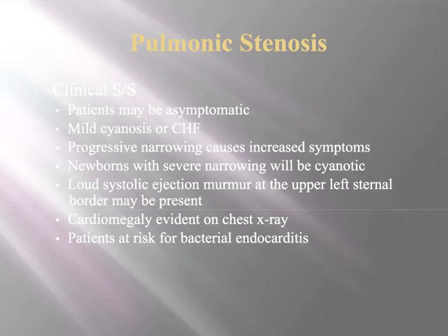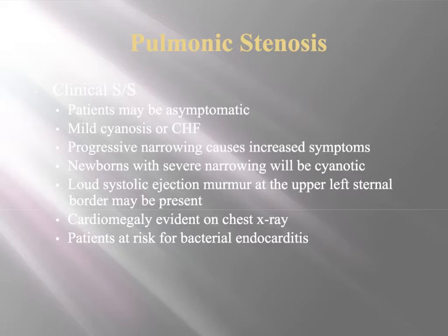So kids with severe narrowing of that valve or artery are going to be cyanotic, because deoxygenated blood isn't getting to the lungs, and so we're not getting that good circulation. You're going to hear a loud systolic ejection murmur at the upper left sternal border. The other one is going to be kind of mid-sternal. The pulmonic stenosis is going to be near the upper left, where that pulmonic valve is.